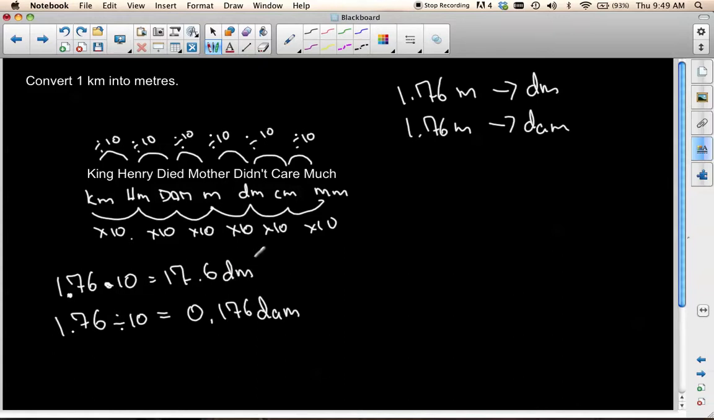So guys, that's unit conversion. It's going to almost for sure, possibly, maybe, be on your mid-year. So make sure you remember, King Henry died, mother didn't care much. If we're going from millimeters towards kilometers, so from a small unit of measurement to a large one, we divide. If we're going from a large unit of measurement to a smaller one, like kilometers to millimeters, we multiply. That's it, guys. Hope this helps. Take care.